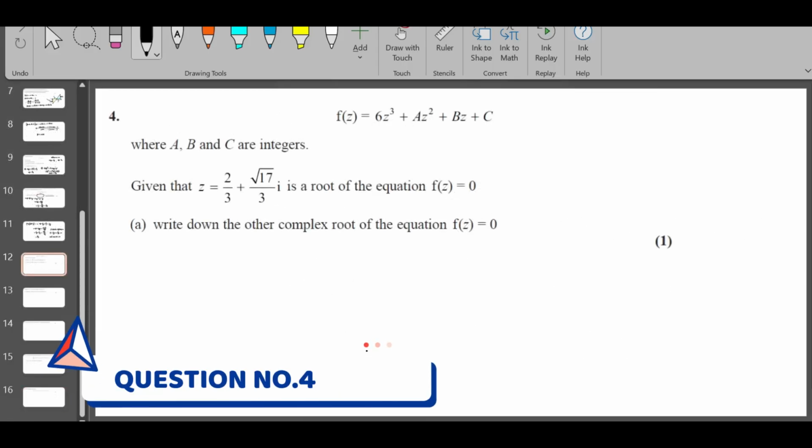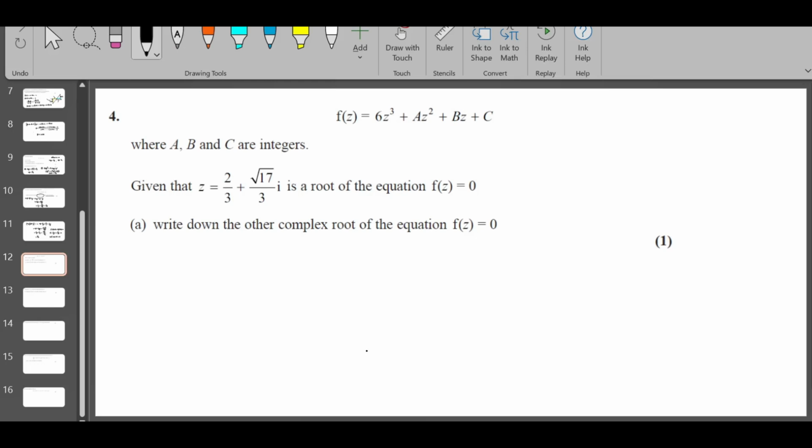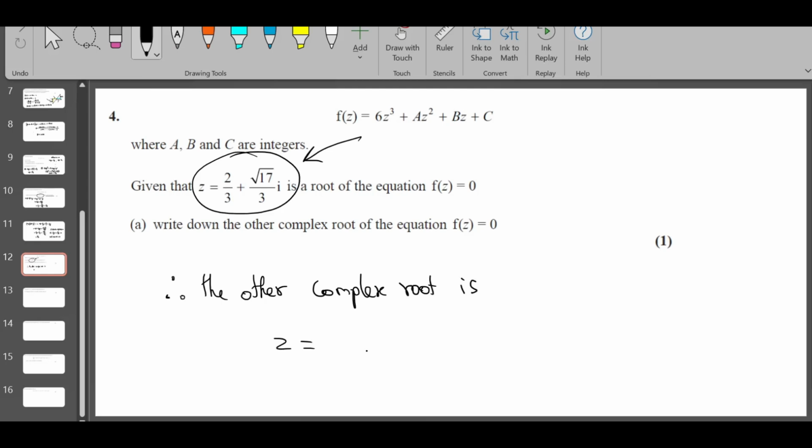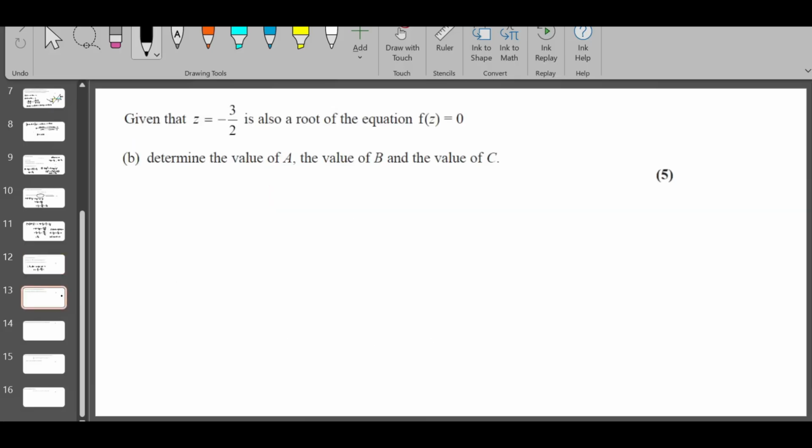Question number 4. F of z is equal to 6z cubed plus az square plus bz plus c, where a, b, c are integers. Given that this complex number is a root of this equation, write down the other complex root. If you have one root as a complex number, the complex conjugate pair will be the other root. Therefore, the other complex root is z is 2 over 3 minus, change the sign of the imaginary part. That's all.